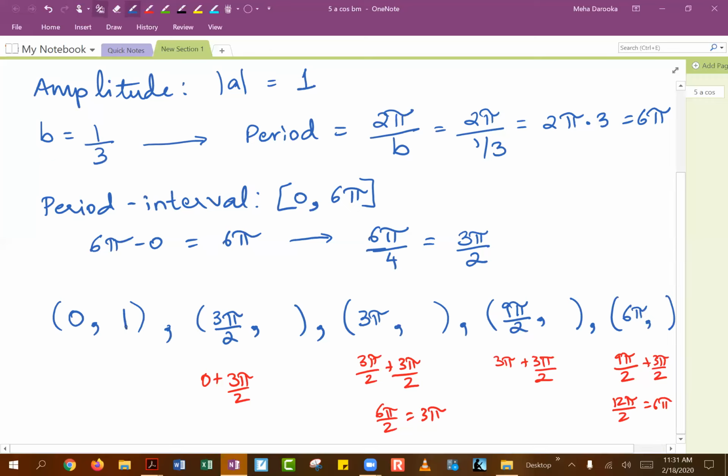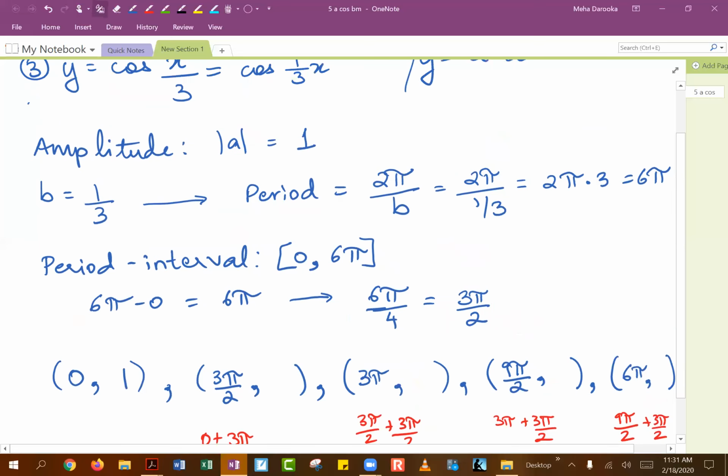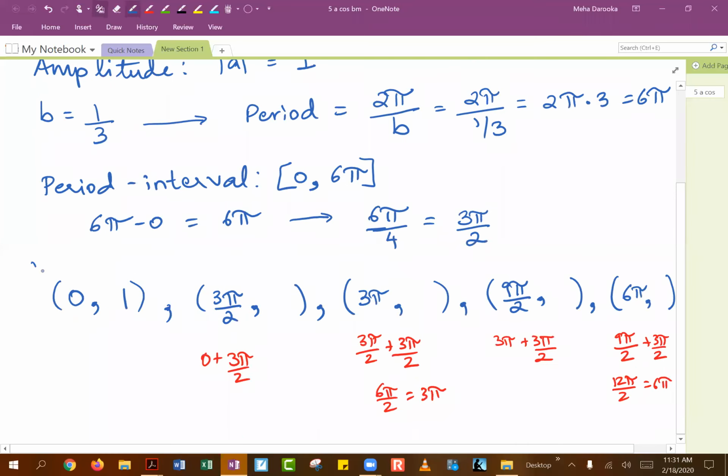We're working on example 3. Now, do you know if this is going to be the maximum point, minimum point, or the intercept for this function? Maximum, and we know that because our amplitude we said was 1, right? So if we know the amplitude is 1, then positive 1 will become the maximum and negative 1 will become the minimum point, right? So this guy here is actually going to be our maximum point.